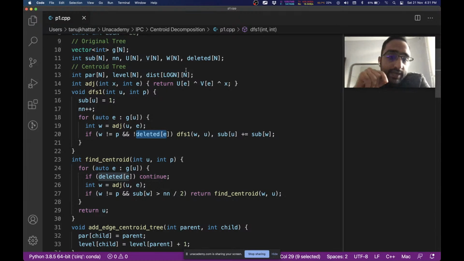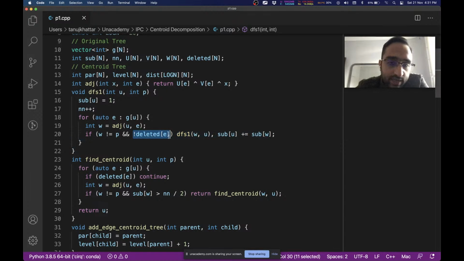So instead of actually maintaining a data structure like a set or a hash map to actually delete the edges, I simply maintain another global array called deleted, and I mark an edge to be deleted. I just say an edge E is deleted if deleted of E is 1 or true. Okay. So to check whether an edge E has been deleted or not, I just check whether the deleted value for that edge is true or false.